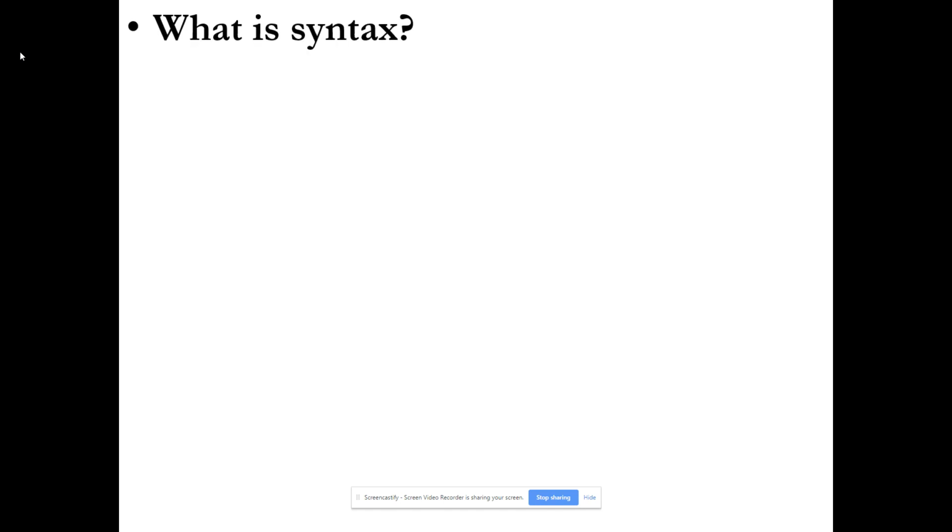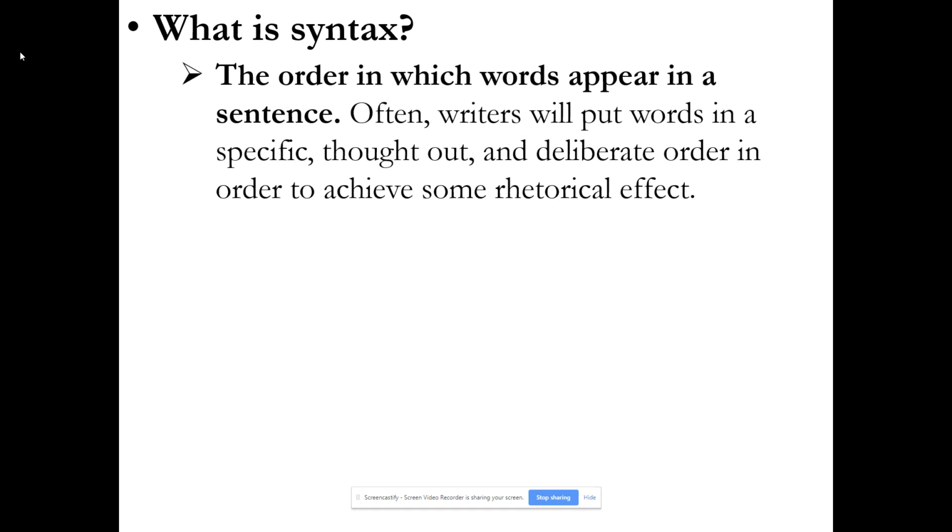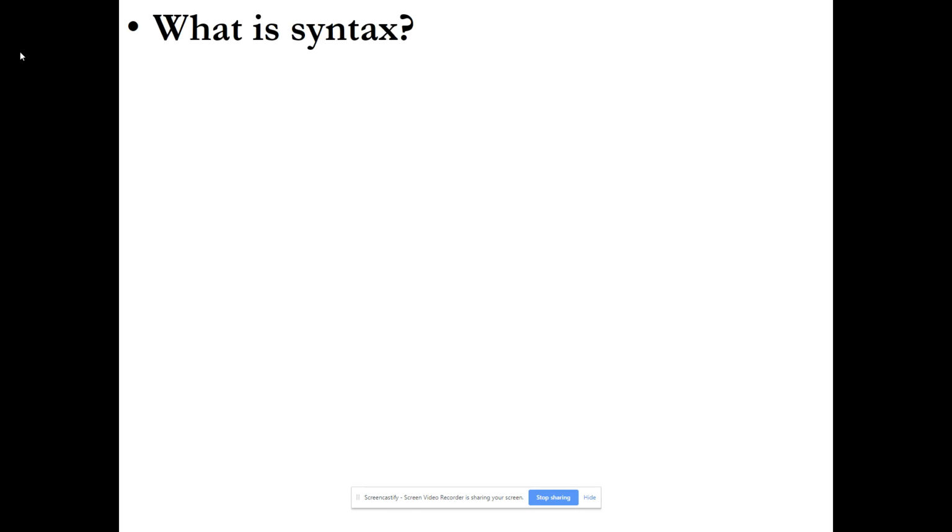What is syntax? What does this mean? Well, the basic definition of syntax is the order in which words appear in a sentence. It is word order, right? Often in rhetoric, writers will put words in a specific, thought out, and deliberate order in order to achieve some rhetorical effect. Or in literature, it might be to develop some character or build some setting. It's the same kind of idea.